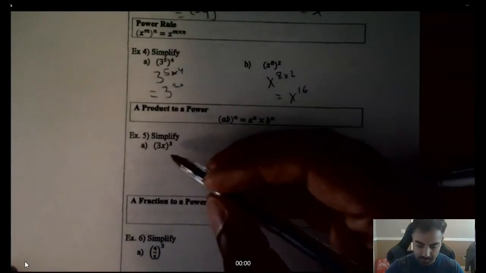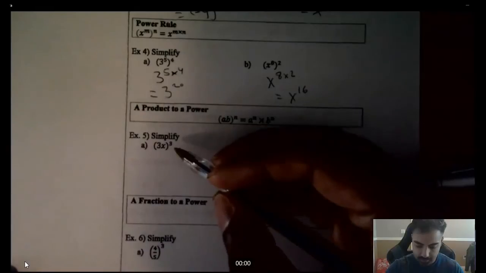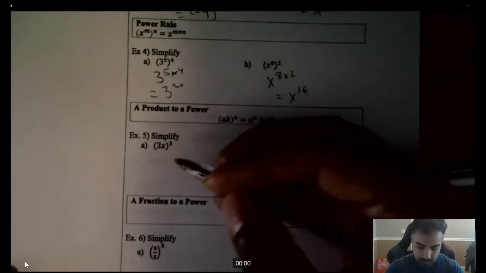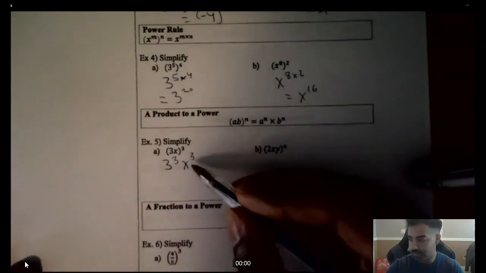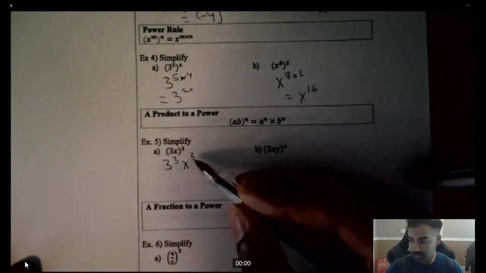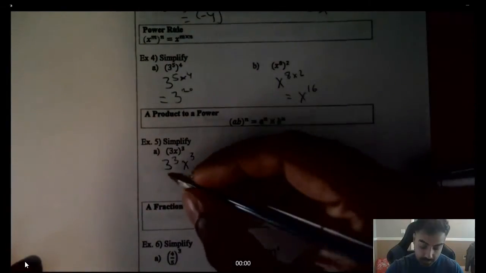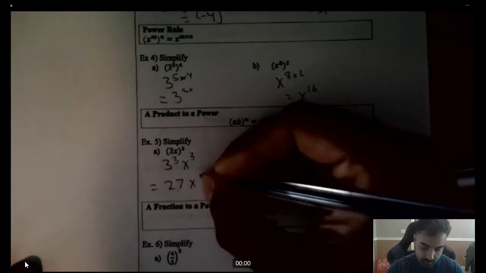So simplify 3x to the power of 3. So you can just write it simply 3 to the power of 3, x to the power of 3. And then you can't really do the x anymore. You have to leave it x to the power of 3. But here we can do 3 cubed is 27, x to the power of 3.